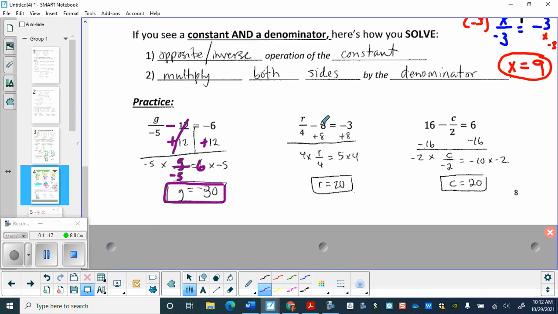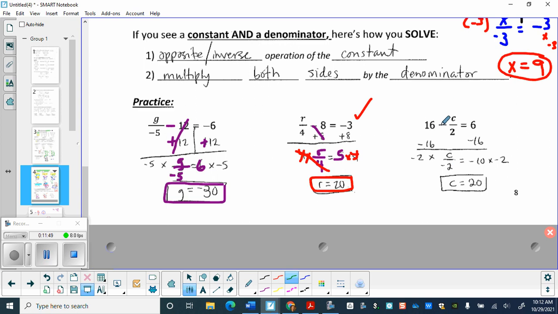All right, for this one, the constant's a -8, so we add 8 to both sides. This cancels out, and I'm bringing down the r over 4. And -3 plus 8 is this +5. Now I see a denominator of 4, so I'm going to multiply by the 4, multiply by the 4. This cancels out, and r is 20. And think about it. If you do 20 divided by 4, that's a 5. And if you do 5 minus 8, you're at -3, so we're good.